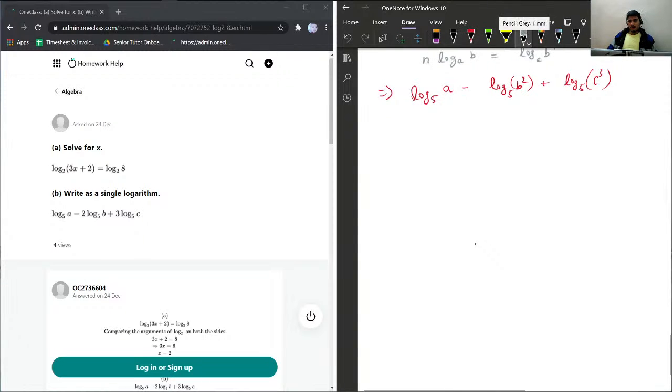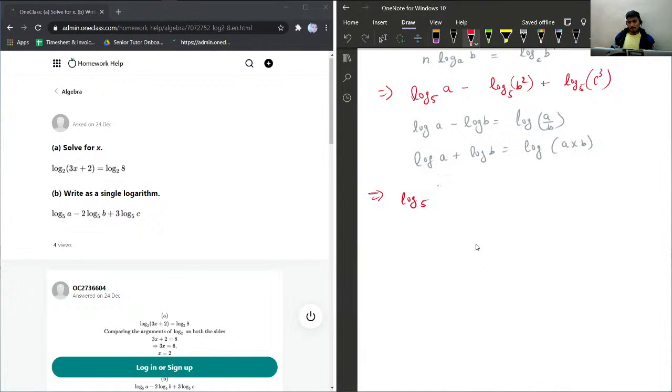Now I will use another property, so I'll use two properties of log. First one is log of a, now I'll not write the bases again and again, minus log of b will be log of a divided by b square, and I will have log of c cube with base 5.